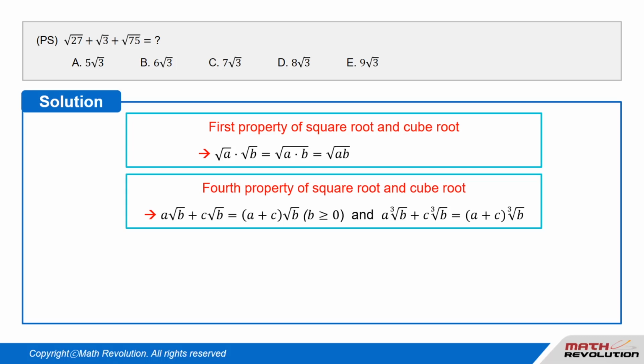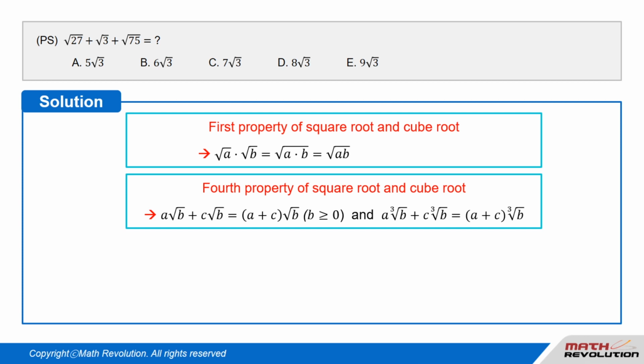Let us talk about the fourth property of square root and cube root. This property is also known as the distributive property. If two roots are in the form of a product of a root and a real coefficient, then the addition or subtraction of the roots is the product of the root and the sum or difference of the coefficients. So, a times the square root of b plus c times the square root of b equals a plus c, whole times the square root of b, where b is greater than or equal to 0.